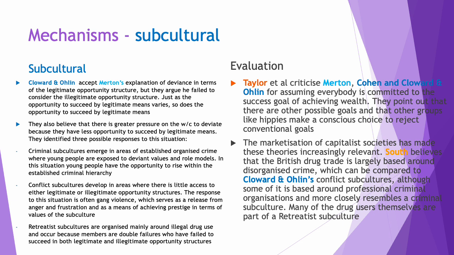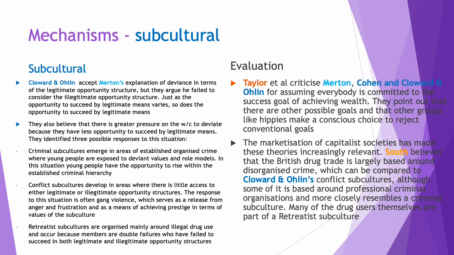Criminal subcultures emerge in areas of established organised crime, where young people are exposed to deviant values and role models. In this situation, young people have the opportunity to rise within the established criminal hierarchy. Conflict subcultures develop in areas where there's little access to either legitimate or illegitimate opportunity structures. The response to this situation is often gang violence, which serves as a release from anger and frustration and as a means of achieving prestige in terms of the values of the subculture.